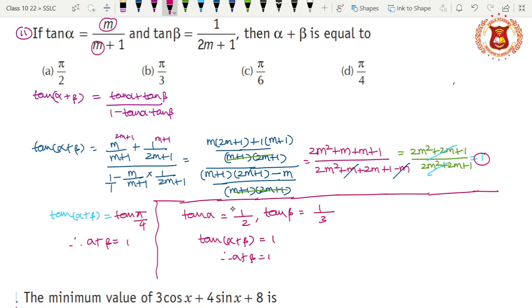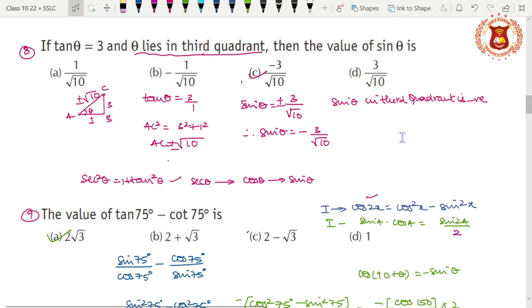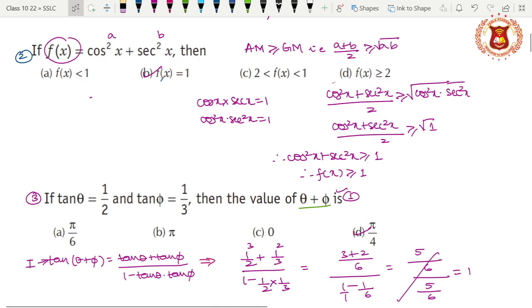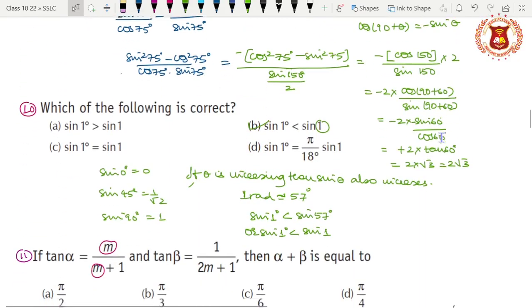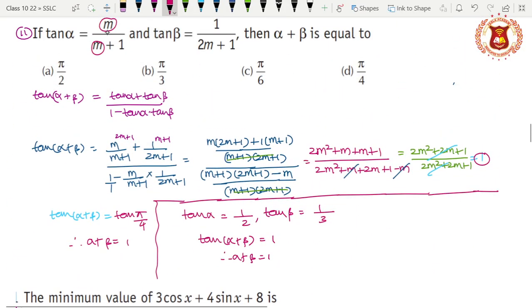If you notice problem number 3 in the first part, you can see tan theta is equal to 1 by 2 and tan phi is equal to 1 by 3. Therefore theta plus phi is definitely pi by 4 only. You don't need to solve the problem in the exam. Whatever the m value, this always holds. For example, m is any natural number, m is equal to 1, 2, 3, 4, like that.